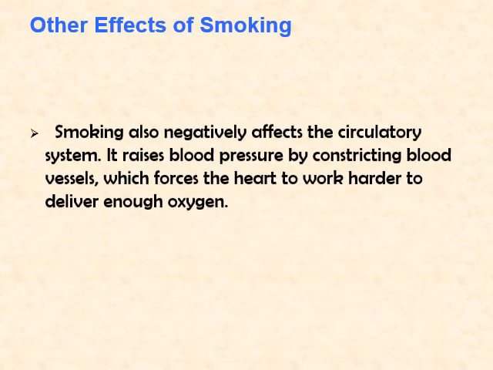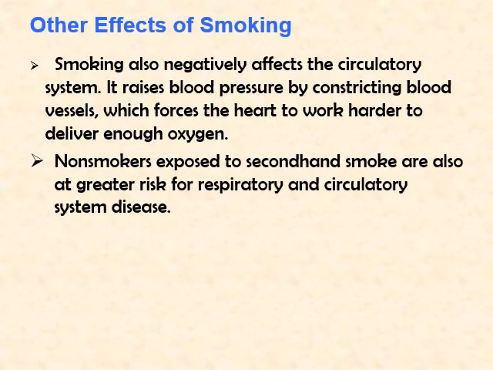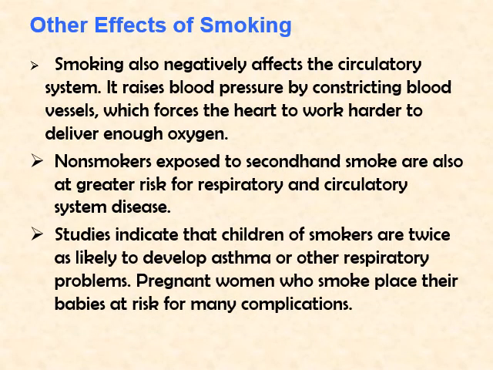Other effects of smoking. Smoking also negatively affects the circulatory system. It raises blood pressure by constricting blood vessels, which forces the heart to work harder to deliver enough oxygen. Non-smokers exposed to second-hand smoke are also at greater risk for respiratory and circulatory system disease. Studies showed that children of smokers are twice as likely to develop asthma or other respiratory problems. Pregnant women who smoke place their babies at greater risk for many complications.